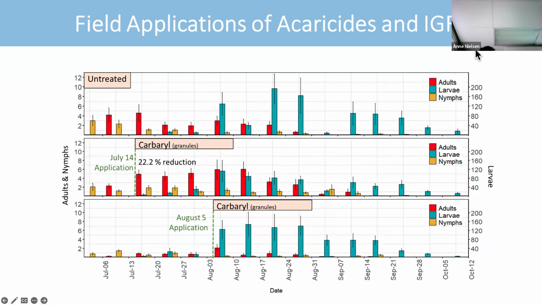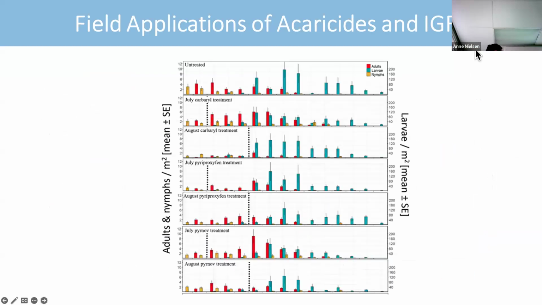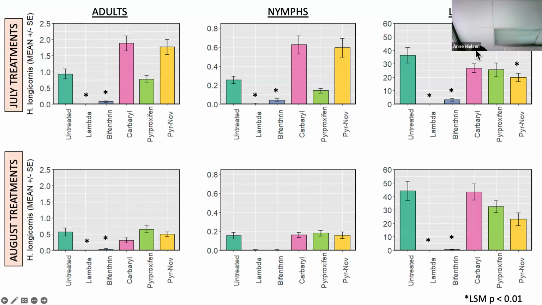We only saw a 22% reduction on July 4th, which is almost nothing, and we didn't see any differences with the August 5th application. So carbaryl didn't work, and when we used pyriproxyfen and Pernoff, insect growth regulators, we didn't see any difference either in terms of control. So basically, only the granule and liquid pyrethroids were the ones to control.